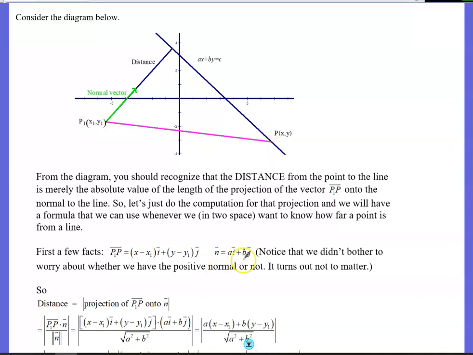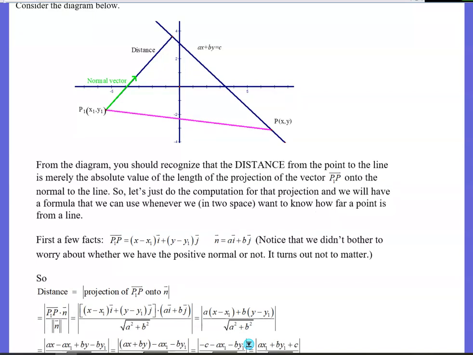We know that the normal to this line would just be AB. Okay, we didn't worry right now about whether that normal was positive or negative, because it doesn't end up mattering, because the projection is going to be the same length whether the projection had a negative value or a positive value, because remember, we're just going to take the absolute value anyway. Okay, so let's take a look at this. So we said we know we can get this by projecting it.